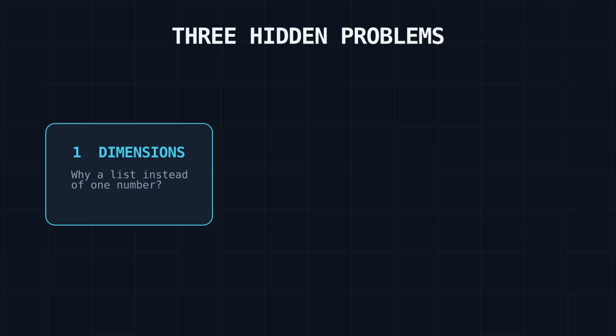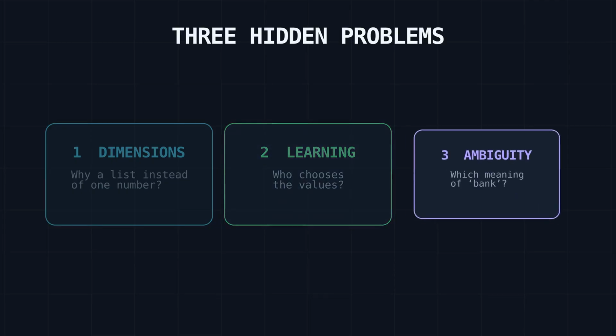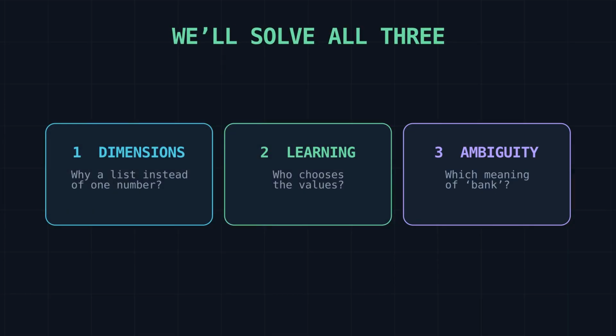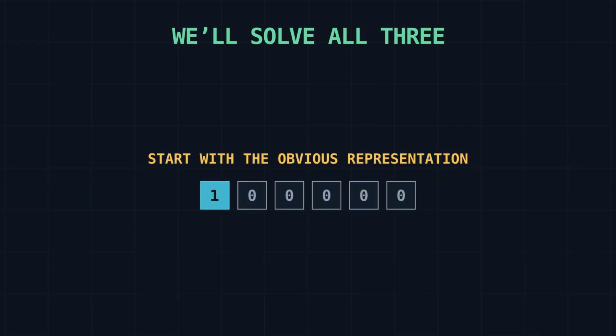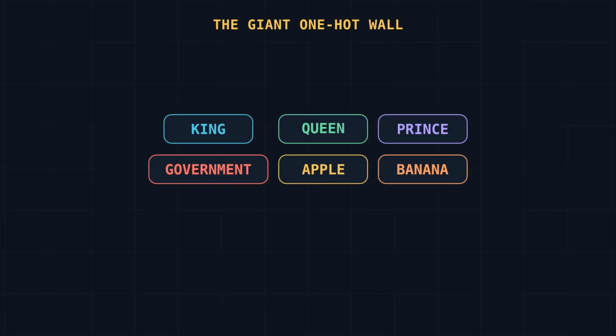Why use a list instead of one number? Who chooses the values? And when one token has 2 meanings, as bank does, which meaning goes into the list? We'll solve all 3. Start with the most obvious representation possible. Imagine a toy vocabulary with 6 tokens: king, queen, prince, government, apple, and banana.